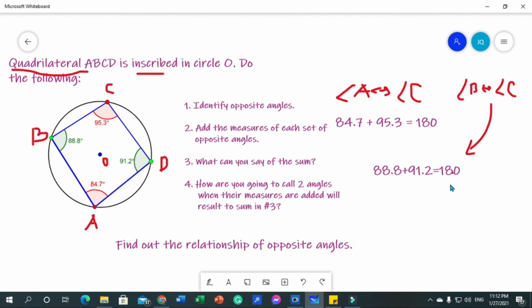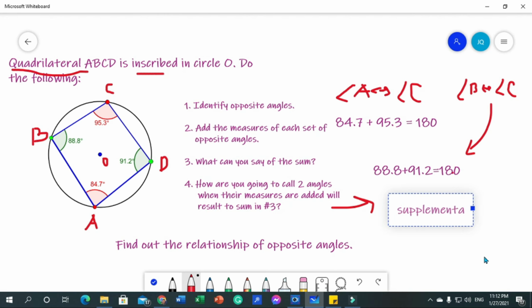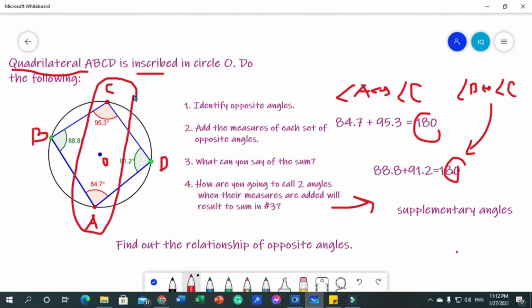So the sums of the opposite angles are the same. Now number 4, what do you call two angles when their measures added result in the sum in number 3? Our result for number 3 is 180 degrees. They are called supplementary angles. Very good. Supplementary angles are angles having a sum of 180 degrees. So the relationship of opposite angles is very obvious: they are supplementary angles, because when you add the measures of the two, it equals 180.